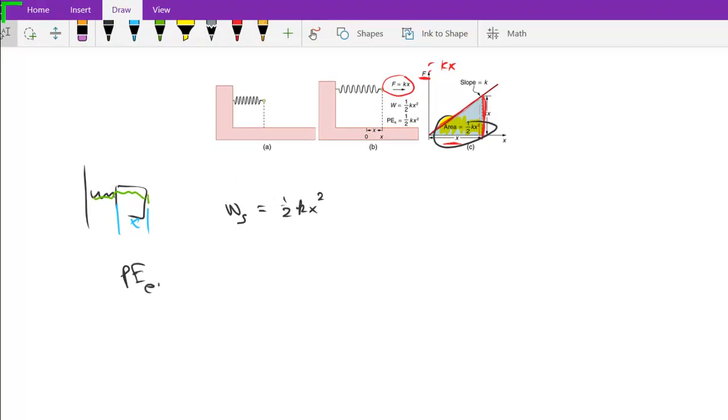So PE for elastic, or we have U elastic. This is equal to 1/2 times the spring constant times the compression or the stretching squared, 1/2 kx squared.